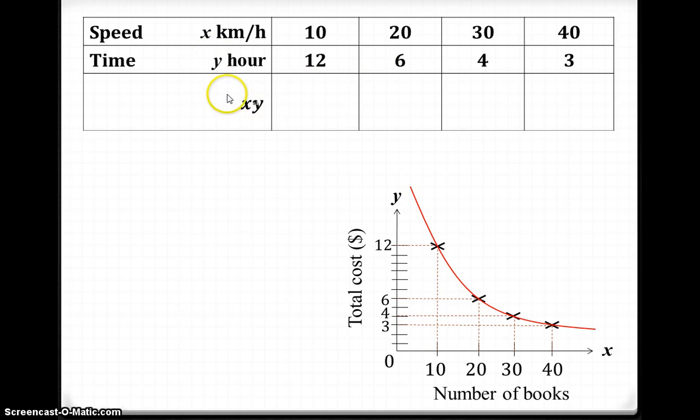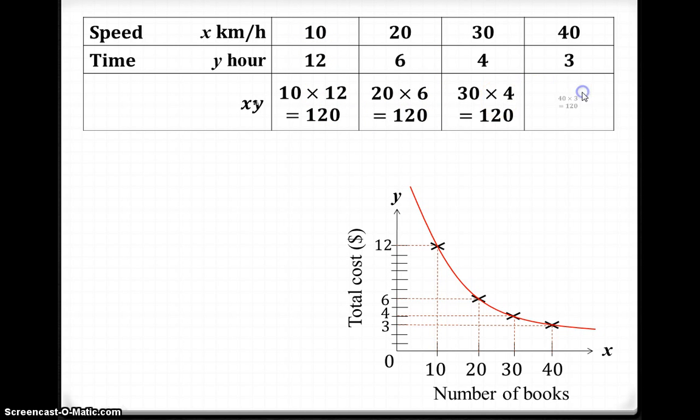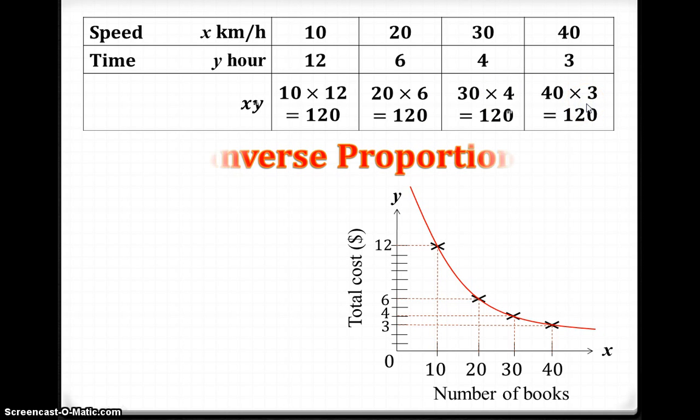Let's look at x times y. 10 times 12 you get 120, 20 times 6 you get 120, 30 times 4 you get 120, and 40 times 3 is 120. We call it inverse proportion in this case.